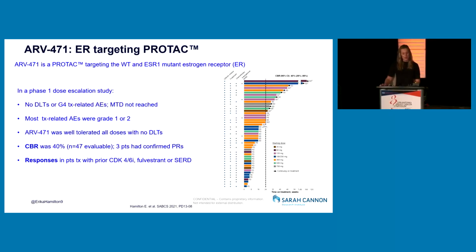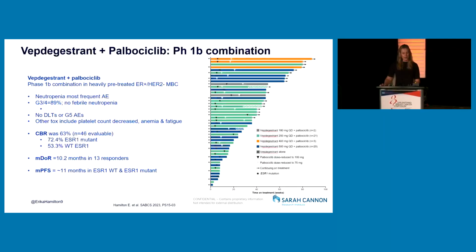And you can see over on the right, although it's very small, you'll have to pull this up later, that it's annotated who had received prior fulvestrant chemotherapy. And a couple of patients had already seen investigational SERD and did quite well on PROTAC, which was very reassuring.